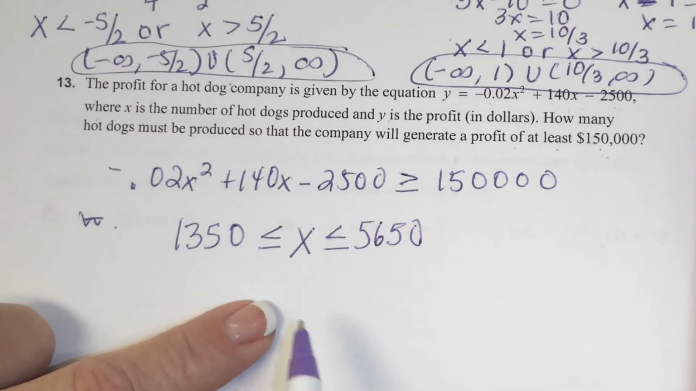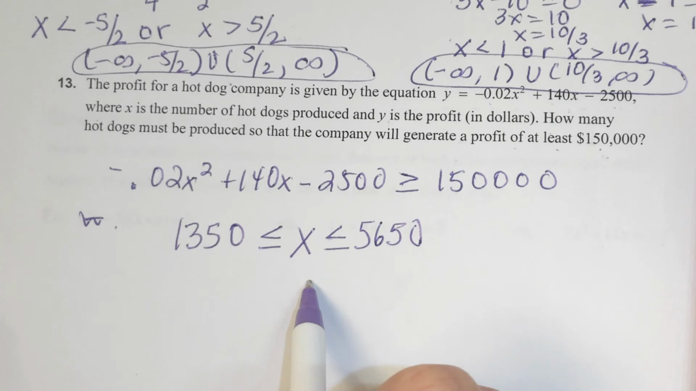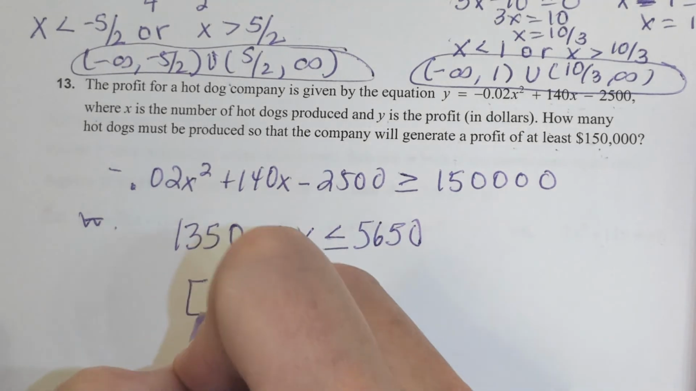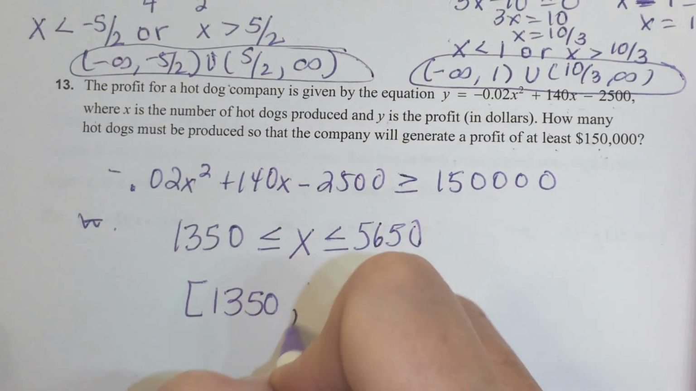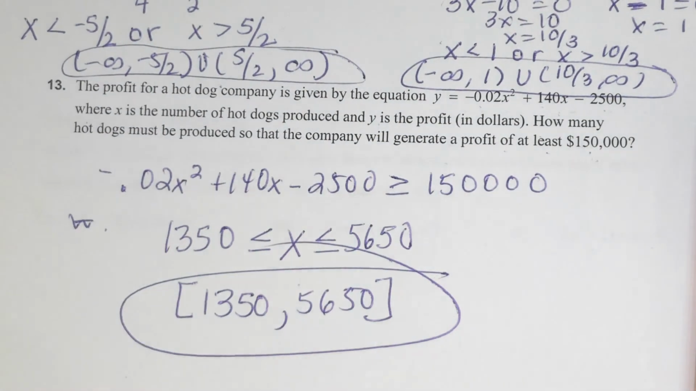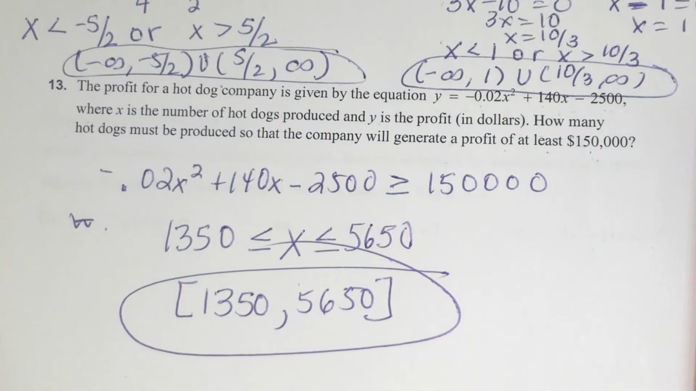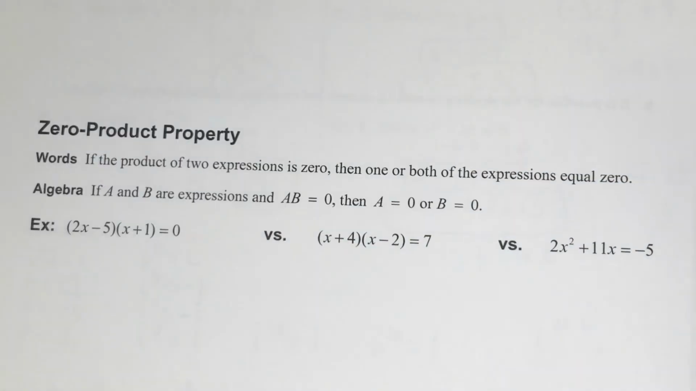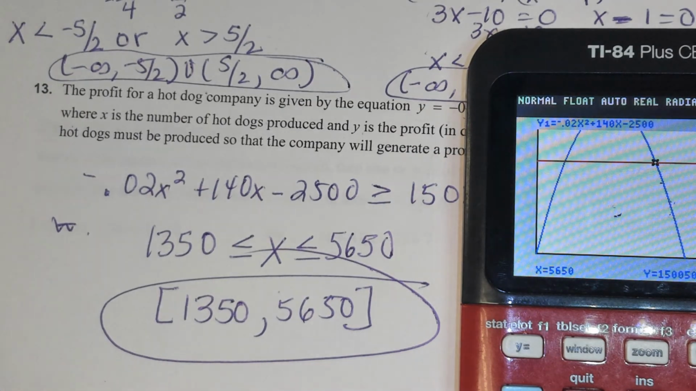So this is the amount we need to make. This is it written as an inequality. This is it written in interval notation. Those are going to be the number of hot dogs. Okay? All right. That's it for inequalities.